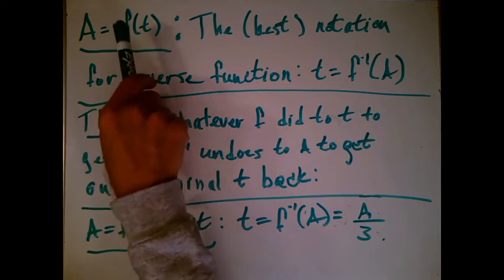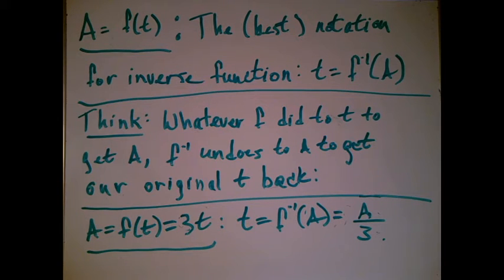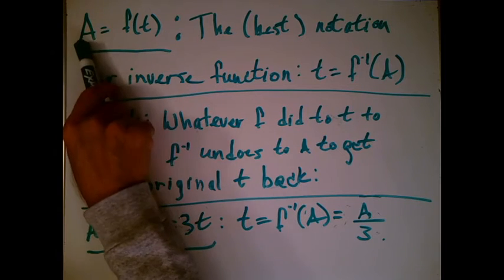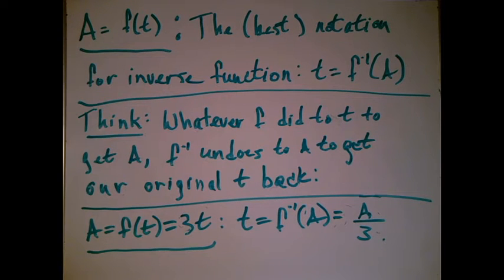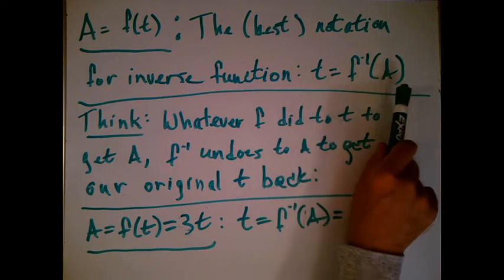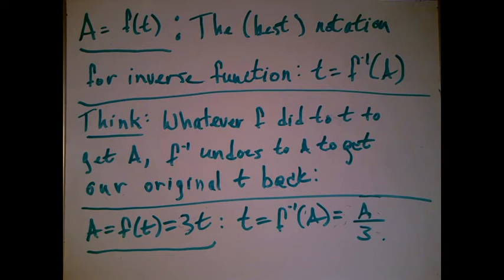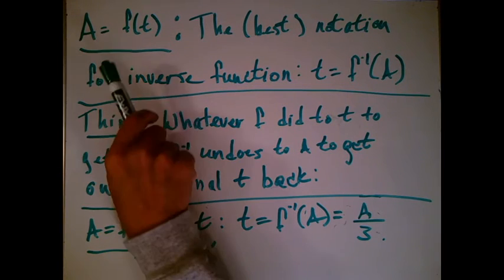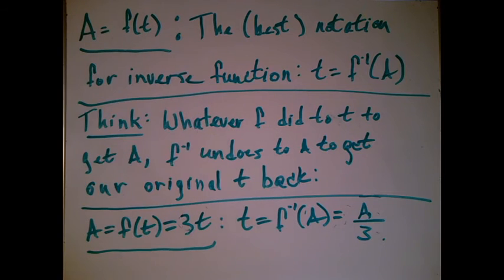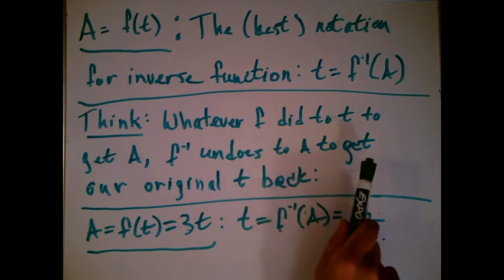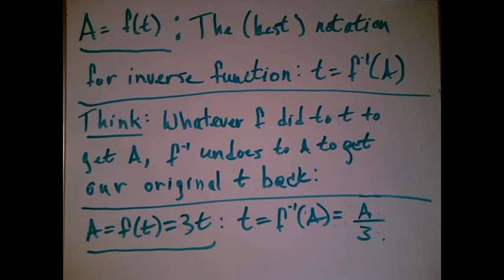It means f is a function, we can think of that as a formula. It's doing something to t, and the answer we're calling a. Now, the best notation for inverse function, and I've actually done some research on this, is to write down that t equals f inverse of a. Now, what does that mean? This is what we want to think. Whatever f did to t to get a, f inverse is the thing that undoes to a to get our original t back.